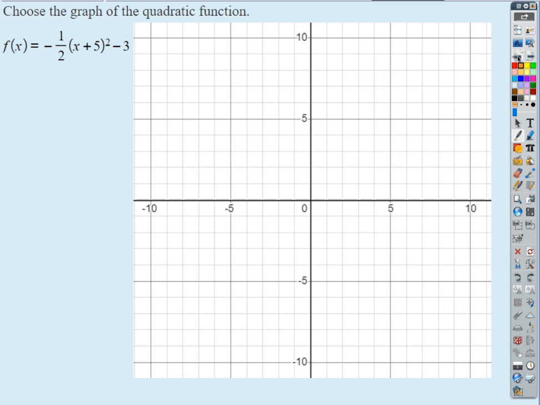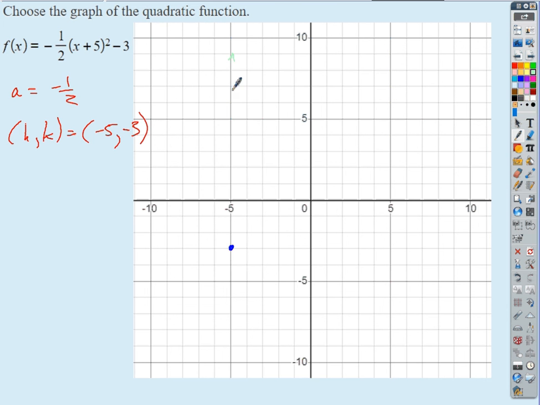So what are the values of a, h, and k here? -1/2 and -5. Okay, so that's my vertex, right? Everybody agree? Yes. That's my vertex. And so what is the equation of the axis of symmetry this time? Well, let's graph this thing first. So I go back 5 and down 3. There's my vertex.